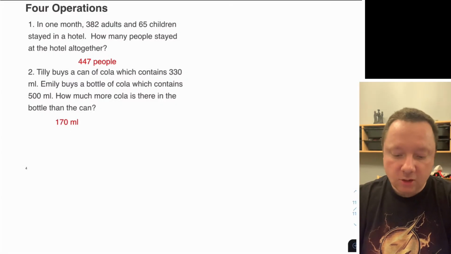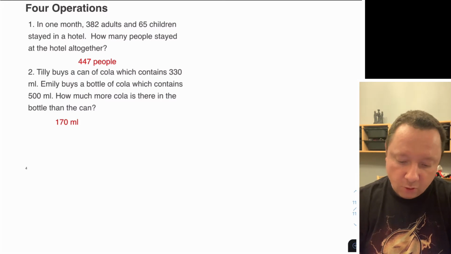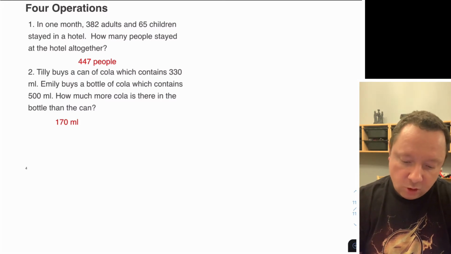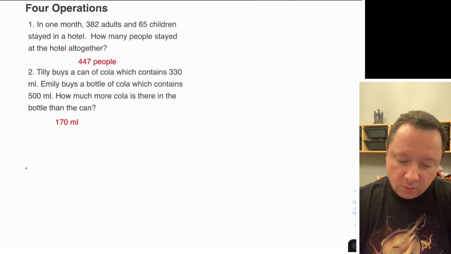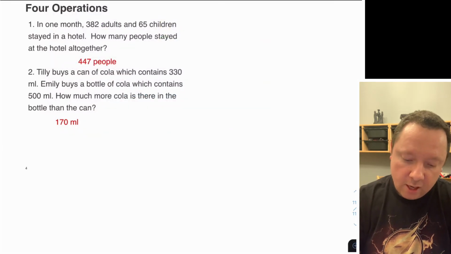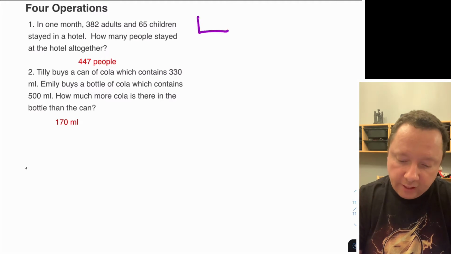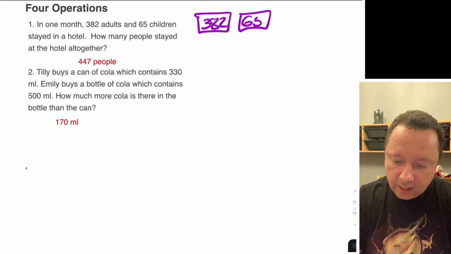Okay, and here's the answers. So the first answer you should have got is 447. If I was to draw a picture for this one, in a month it says 382 adults and 65 children stayed in the hotel. How many altogether? So I've got 382 and I've got another 65. So adding them together gives you 447.